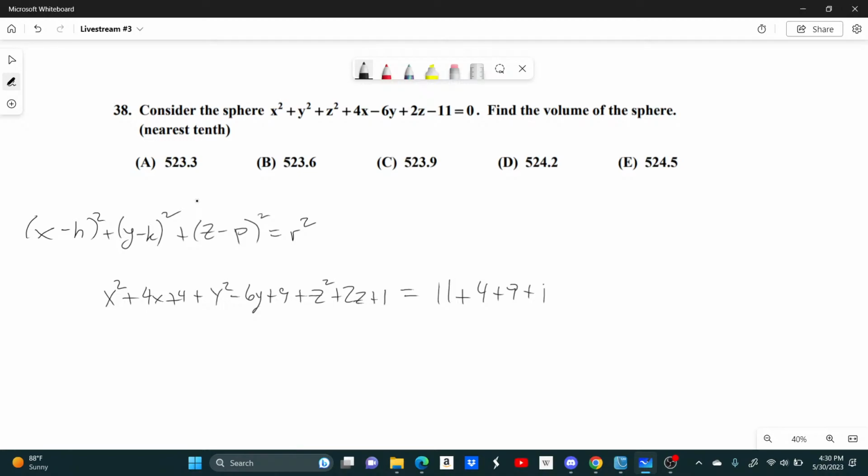Over here, all of this together is equal to r squared. So 11 plus 4 is 15. 9 plus 1 is 10, so 15 plus 10 is 25. So that's r squared, so r equals 5. But then how do I find the volume of a sphere? Well, the volume of a sphere is 4/3 pi r cubed. And if I plug in 5 for r, I get a volume of 523.6.